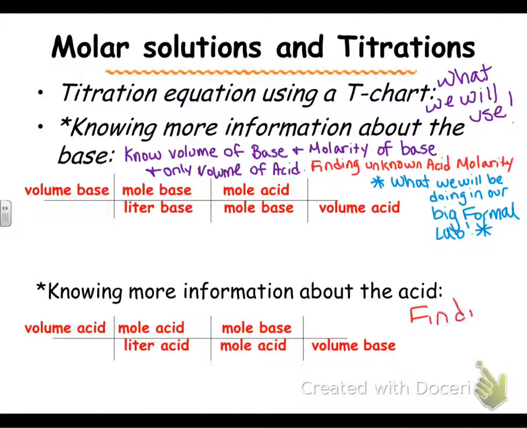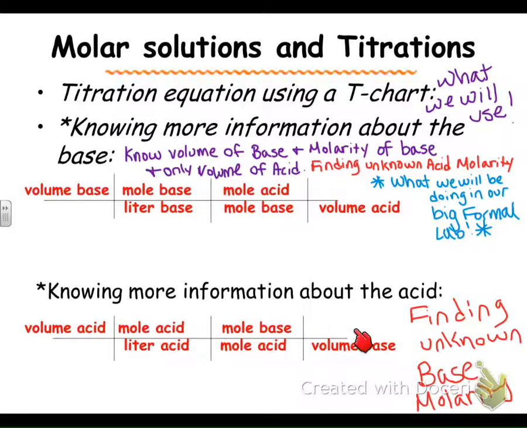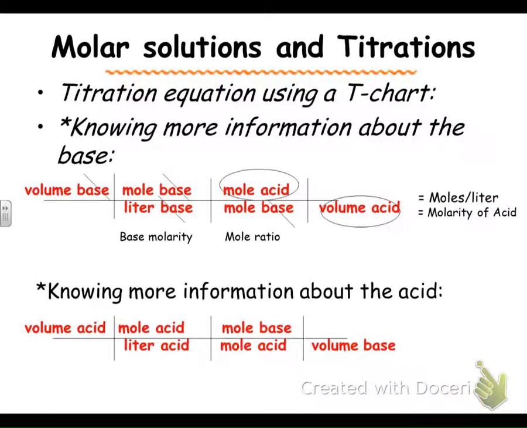So when you're doing this, you can also know more information about the acid, where if you had the volume of the acid and the molarity of the acid, and only the volume of the base, you could find the unknown base molarity there. So again, this conversion unit right here is just our base molarity. If I start with the volume of my base, remember I like to start with units that are in the single form, not derived. So if I start with the volume of the base, I can use the base molarity, and I can use the mole ratio to be able to calculate the moles per liter of the acid, which gives us the molarity.